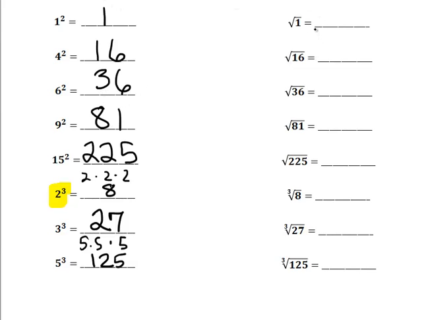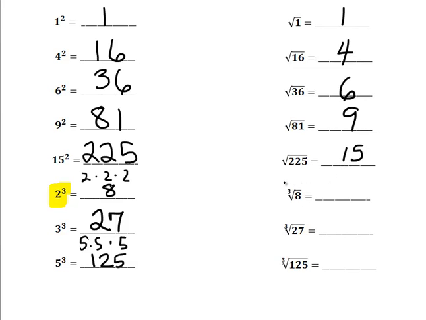It works the other way. The inverse would be taking the root. And in this case, these first few, this is called the radical sign, and I'll talk about that in a little bit. But when I see this, it means what number times itself makes 1? Well, that would be 1. And what number times itself makes 16? Well, that would be 4. 36 would be 6. The square root of 81 is 9. The square root of 225 is 15.